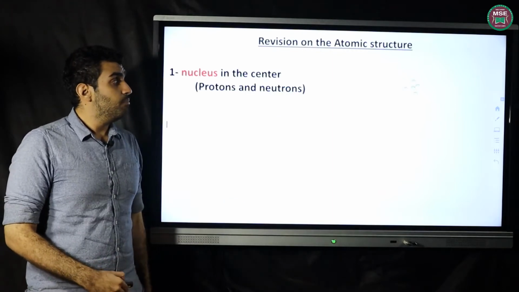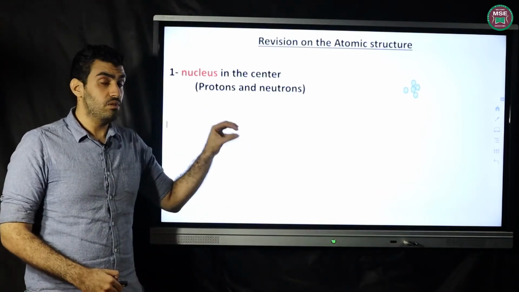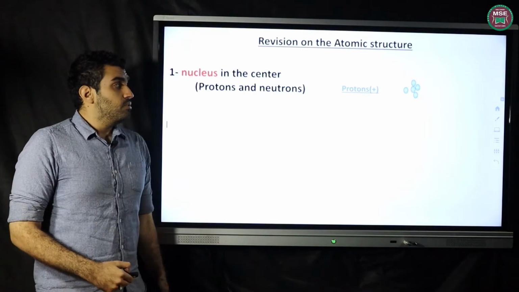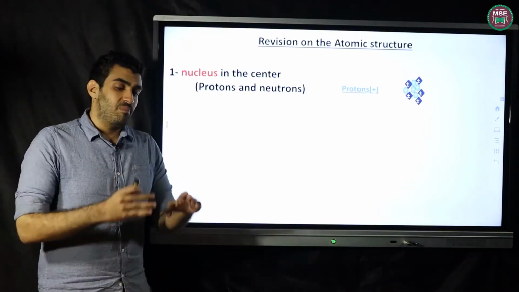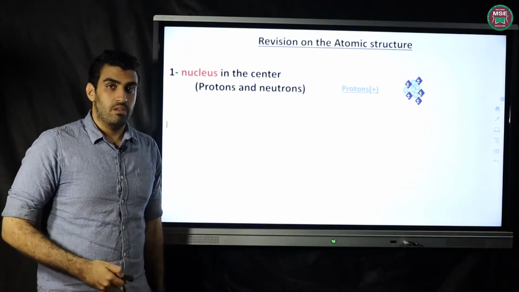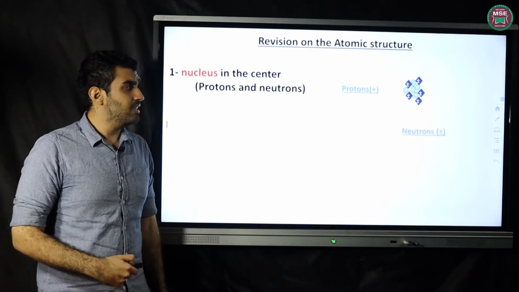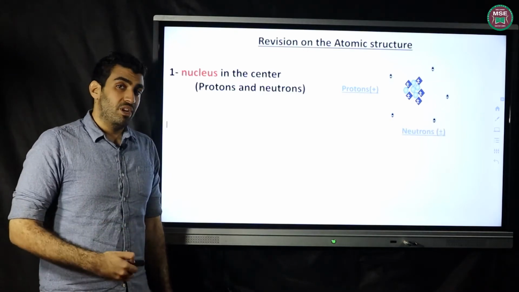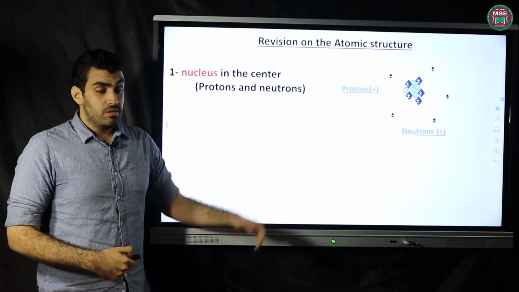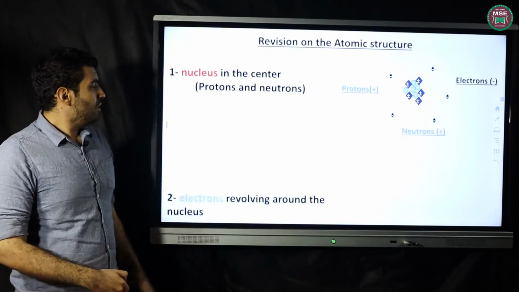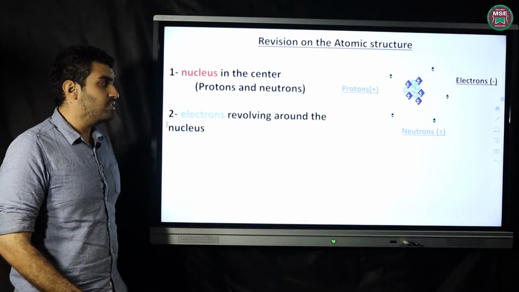Protons have a positive charge and are found in the center. And the neutrons have neutral charges. They have plus and negative on the same particle. Okay? Around the nucleus, electrons are revolving, which carry negative charges. So I have a nucleus and electrons revolving around the nucleus.